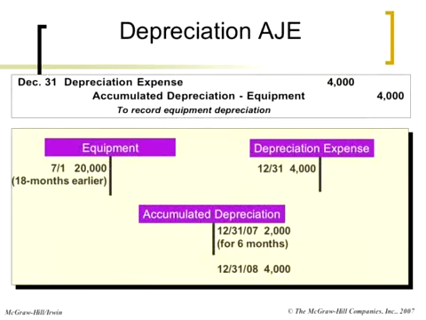We have posted the adjusting entry to record depreciation expense. We have also shown you the balance in the equipment account. The depreciation expense account will appear on our income statement for the year ended December 31st, 2008. The accumulated depreciation account will appear on the balance sheet.